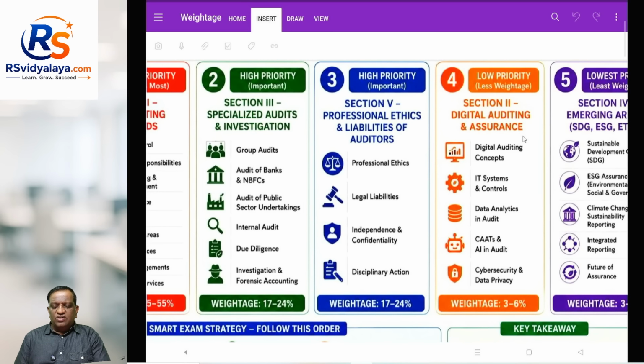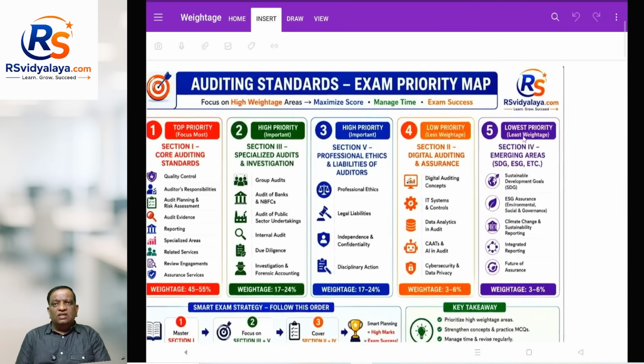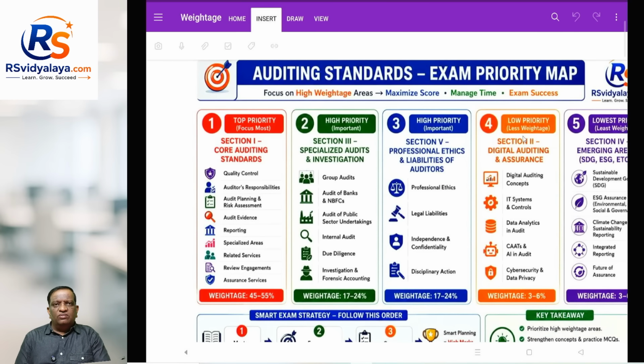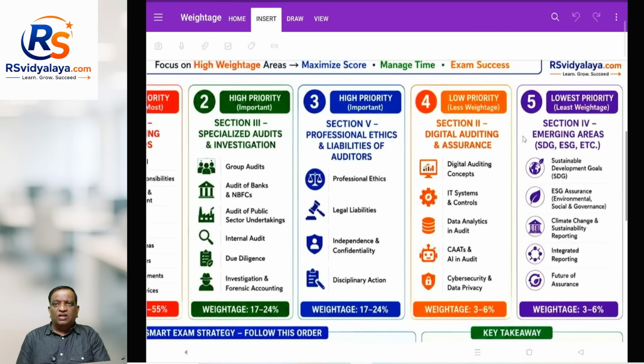I would categorize both 4 and 5 as a little low priority. The number of chapters is more, and the average weightage of all these comes to 10%. But these are the upcoming topics like digital auditing and emerging areas like SDGs. As of now, collectively the weightage is around 10%.